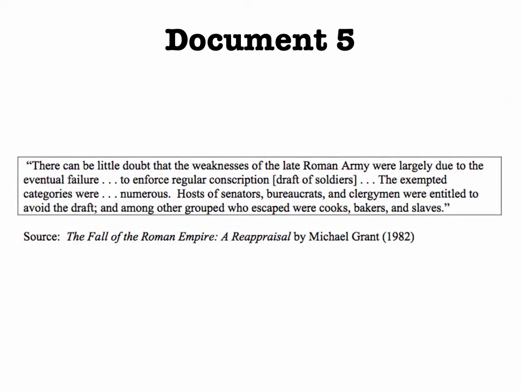Document 5 is a short passage from Michael Grant's The Fall of the Roman Empire, written in 1982, another secondary source. "There can be little doubt that the weaknesses of the late Roman army were largely due to the eventual failure to enforce regular conscription, draft of soldiers. The exempted categories were numerous. Hosts of senators, bureaucrats, and clergymen were entitled to avoid the draft, and among other groups who escaped were cooks, bakers, and slaves."